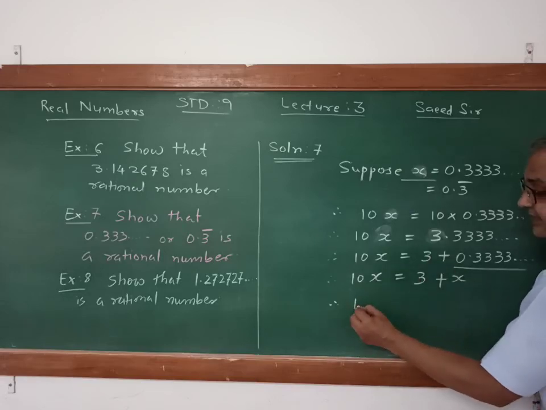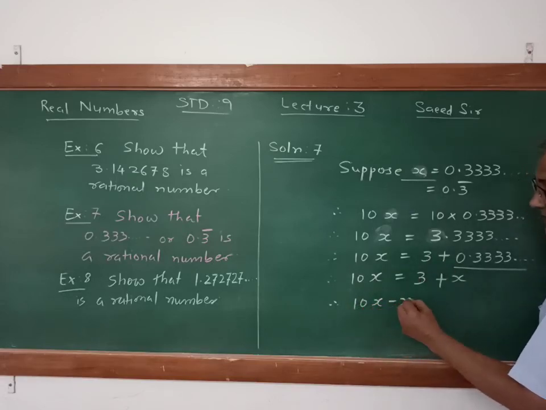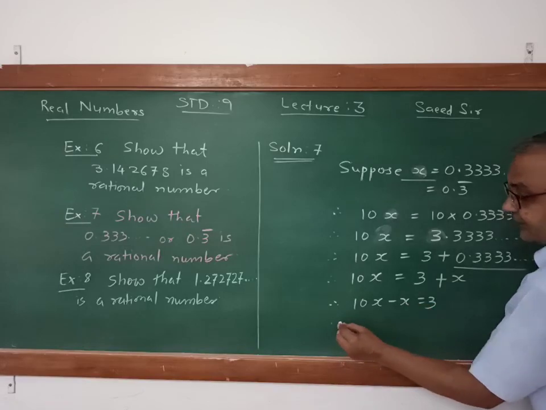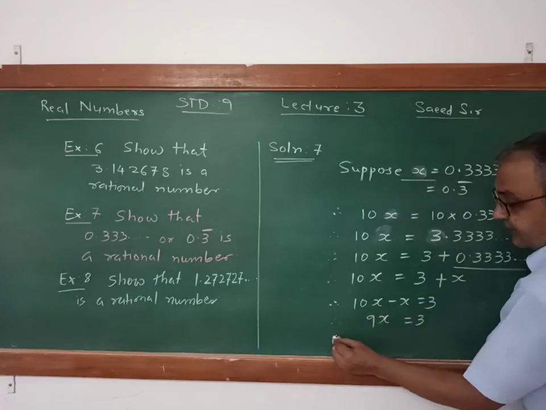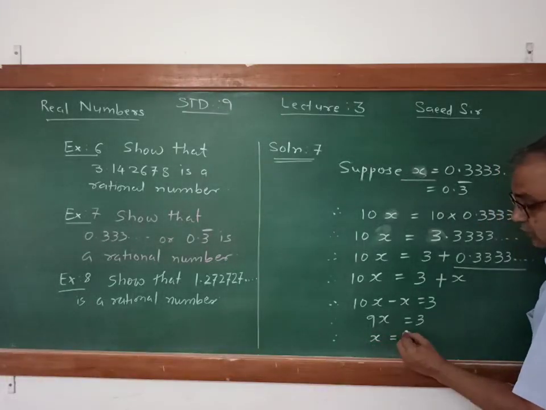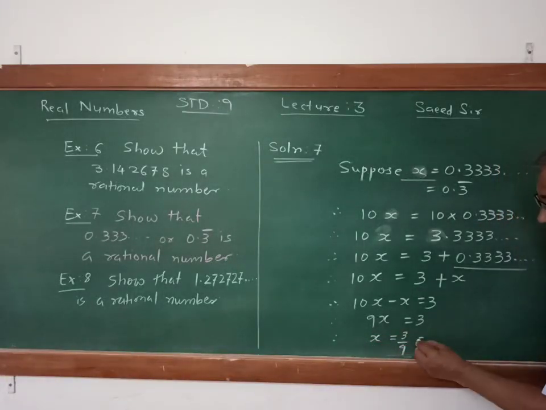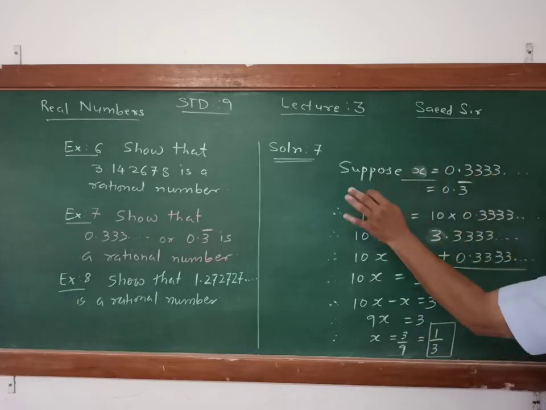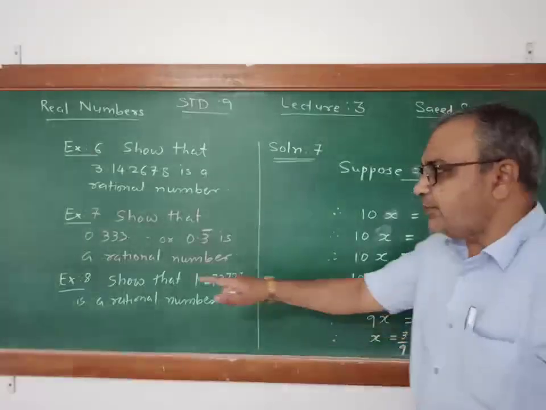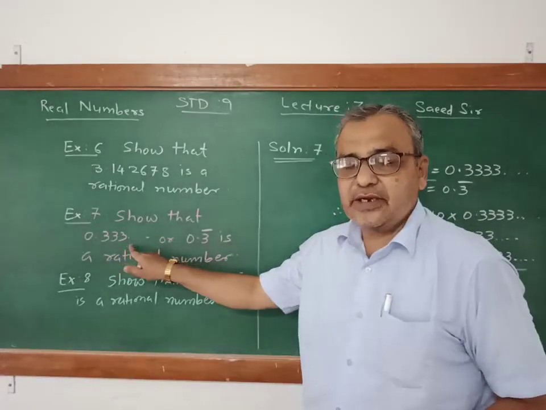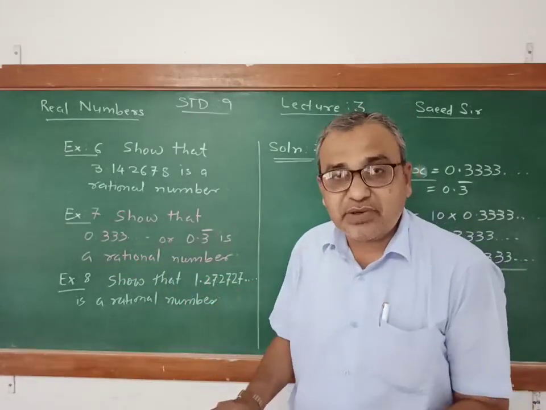Put x on that side. So 10x minus x is equal to 3. Simplifying, 9x is equal to 3. Therefore x is equal to 3 by 9, which is 1 by 3. Now x is equal to 1 by 3, where the original question was whether 0.333... is a rational number.